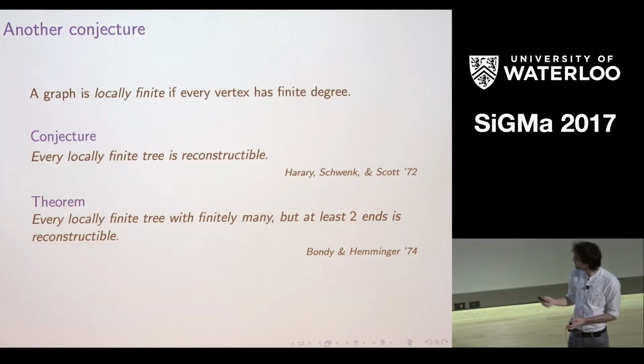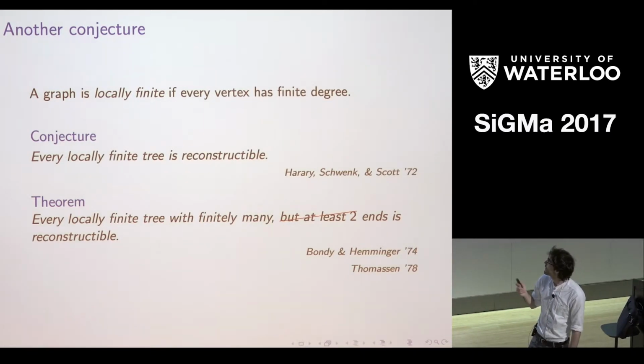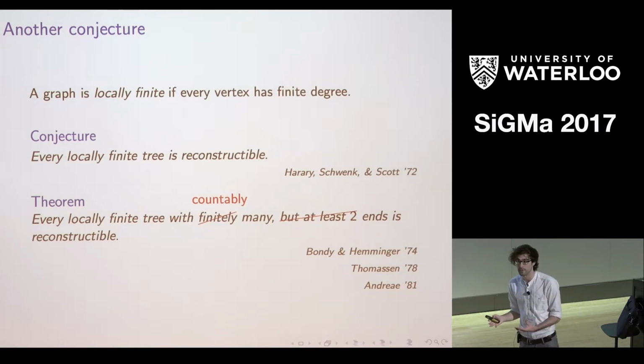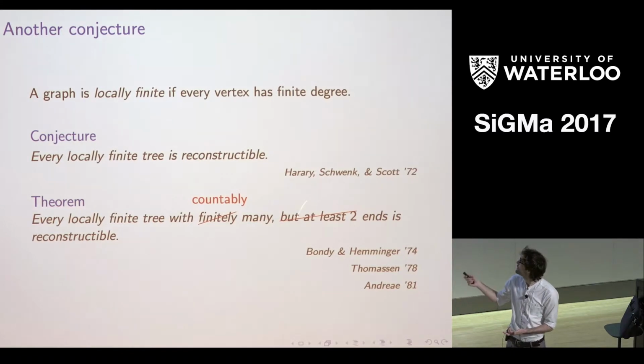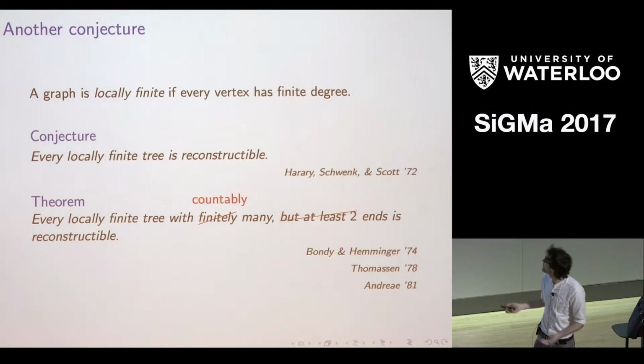So this theorem was improved, firstly by Thomassen, who showed that locally finite trees with one end are also reconstructible. And then Andreae eventually showed that every locally finite tree that has countably many ends is reconstructible. So altogether, this almost covers all the cases. It can be shown that a locally finite graph has either countably many ends or continuum many ends, and so together, these three theorems cover all of the countable cases. All that's left would be to show that every locally finite tree with continuum many ends is reconstructible.